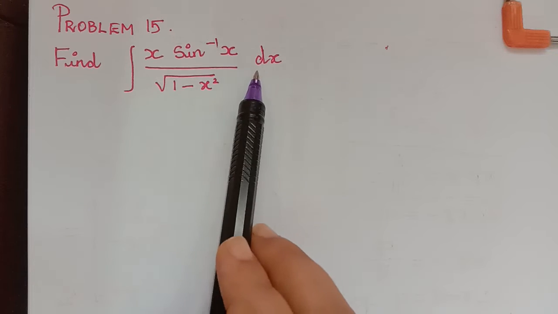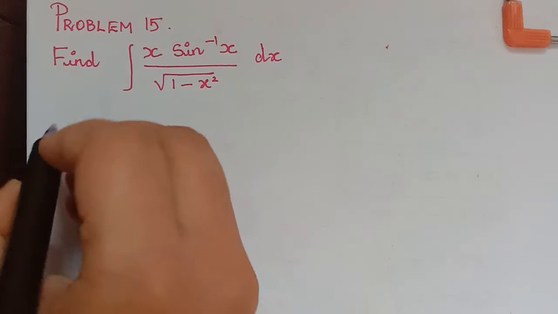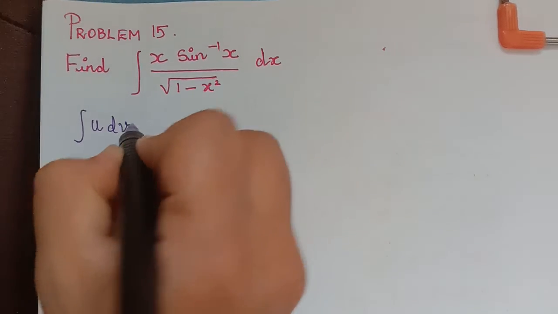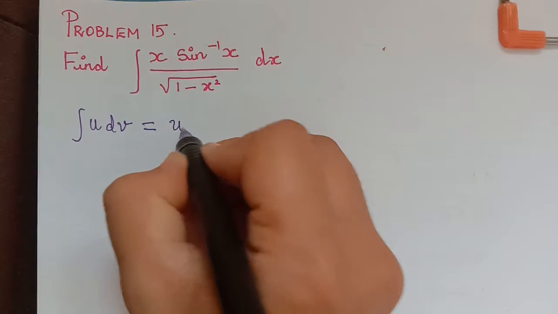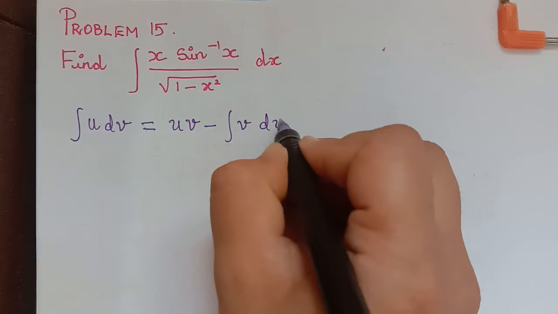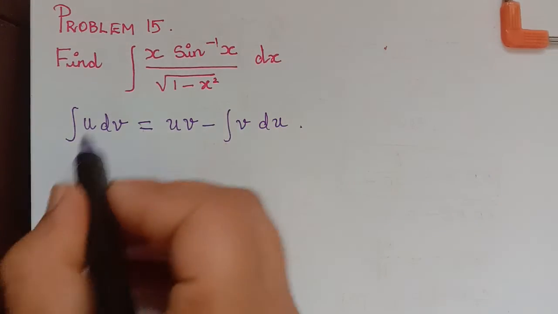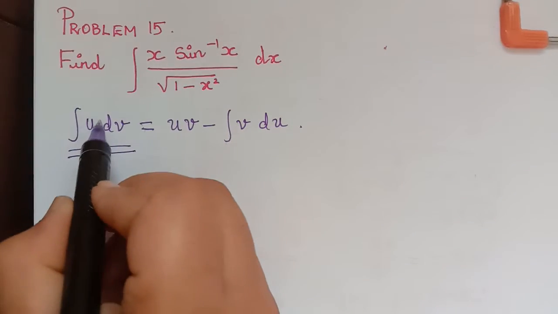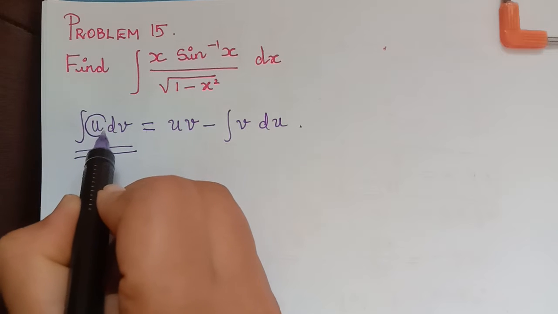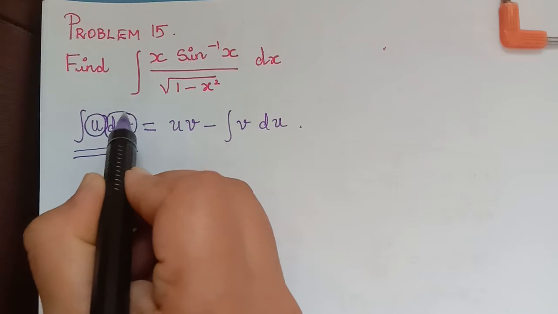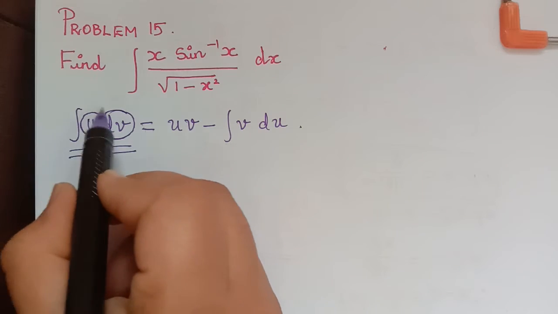after which the remaining we have to take as dv, because we are going to use the formula integral u dv is equal to uv minus integral v du. To use this formula, we have to consider this integral in this form. That is, some parts of it we have to consider as u and the remaining part we have to consider as dv. Now, how to make the choice of u?